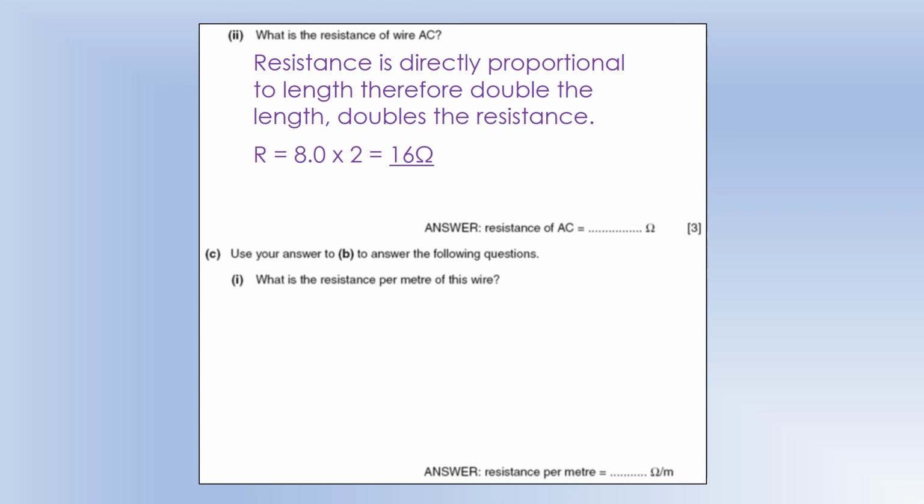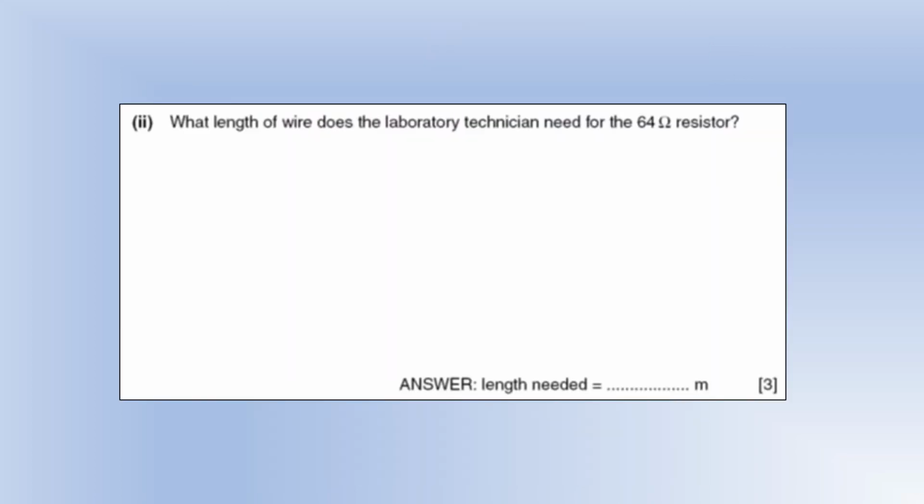Use your answer to B to answer the following questions. What is the resistance per meter of this wire? Well, this is the resistance of 1 meter, so that means the resistance per meter is 16 ohms per meter. What length of wire does the technician need for a 64 ohm resistor? Essentially, if each meter is 16 ohms and we want 64, we need to figure out how many sets of that we need, and that means we're going to need 4 sets of 16, or 4 meters of that wire for our resistor. And that completes our resistance past exam solutions.